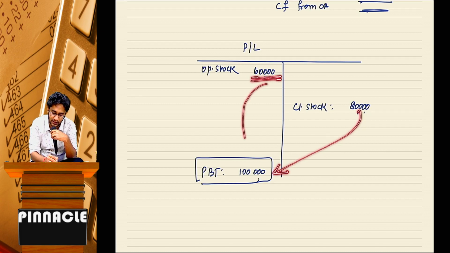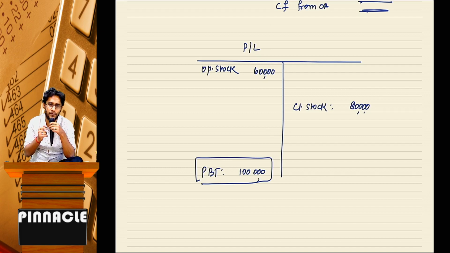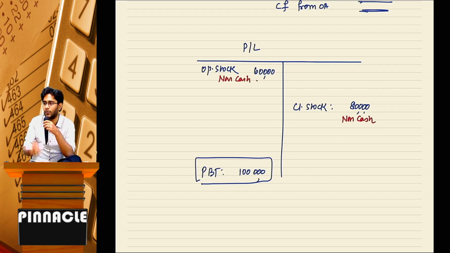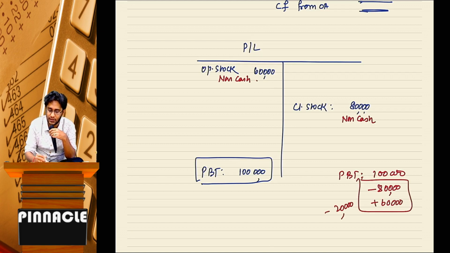Similarly, 60,000 is also included and it is deducted. But you must understand, closing stock is on the credit side of P&L, but is it a cash inflow today? No, this is a non-cash item. Even this also is a non-cash item. Now you tell me what to be done, sir. If I take PBT 1 lakh, in this 1 lakh there are two non-cash items. One, closing stock included, remove it. One, opening stock wrongly deducted, add it. What is the net effect? Minus 20,000. You are remembering that as I purchased stock.